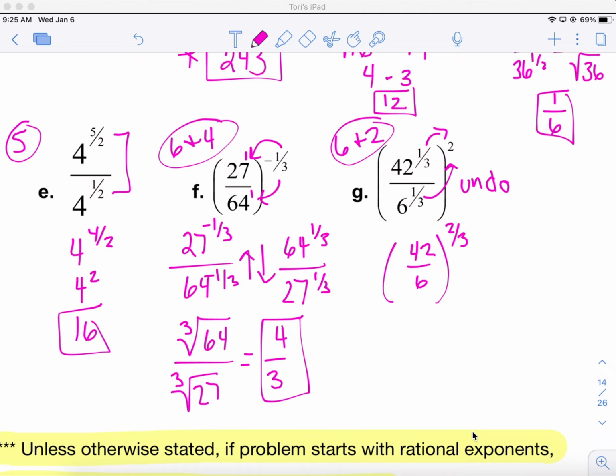Okay? Except now by doing that, I can simplify the 42 over 6. So I can say 7 to the 2/3. And I don't need to do anything else. I can't take the cube root of 7, and I don't need to square it because I still wouldn't be able to cube root it. So that would be my final step, and I actually don't really need the parentheses unless it was negative. Okay? All right. That is all of our work on this page.